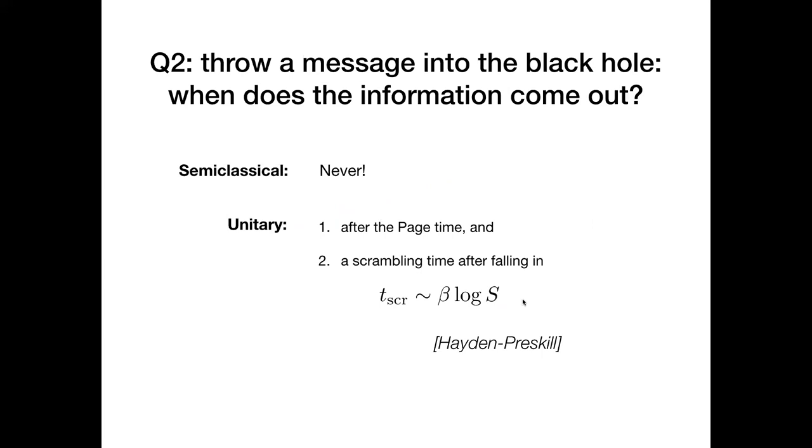Okay, and this is a thought experiment discussed by Hayden-Preskill. Again, there's a sharp contradiction between what a naive semi-classical calculation tells you and what the expectation is of unitary evolution. Okay. So those are the questions I'm going to be asking.